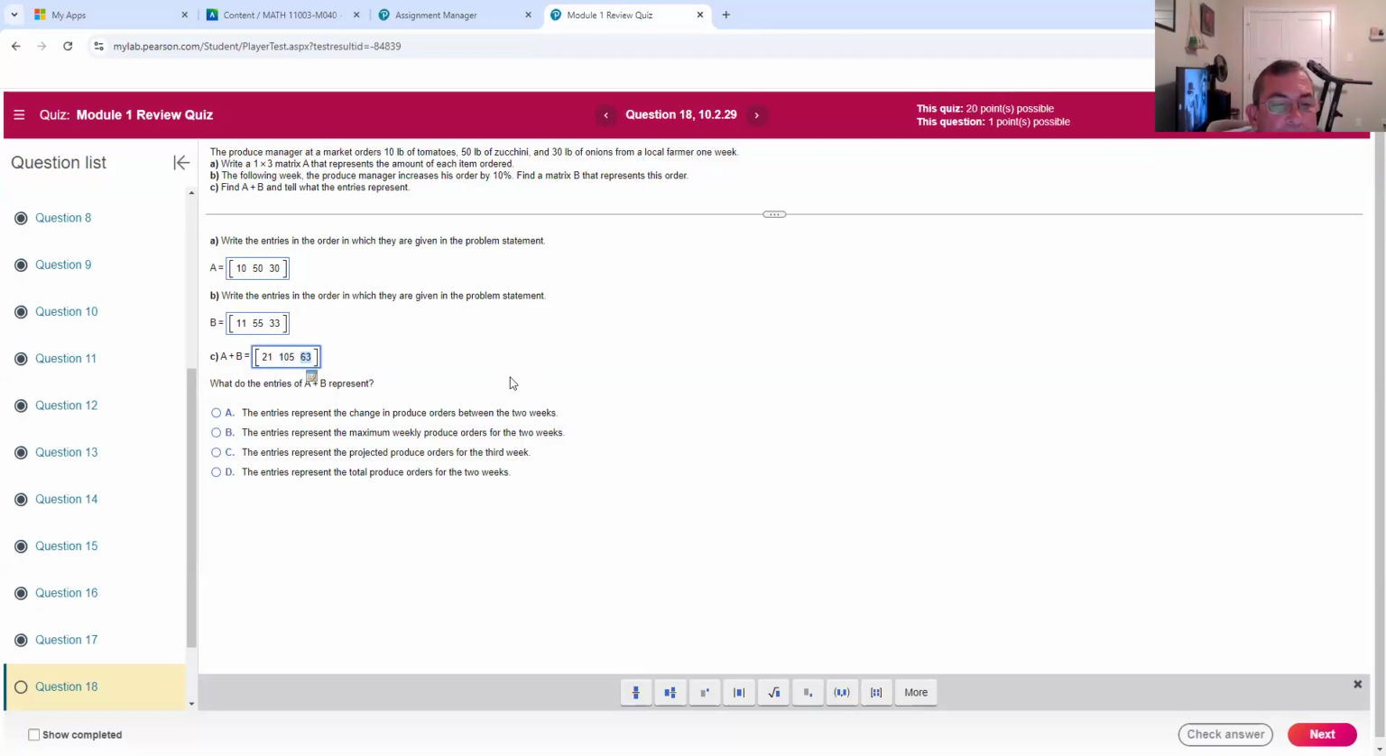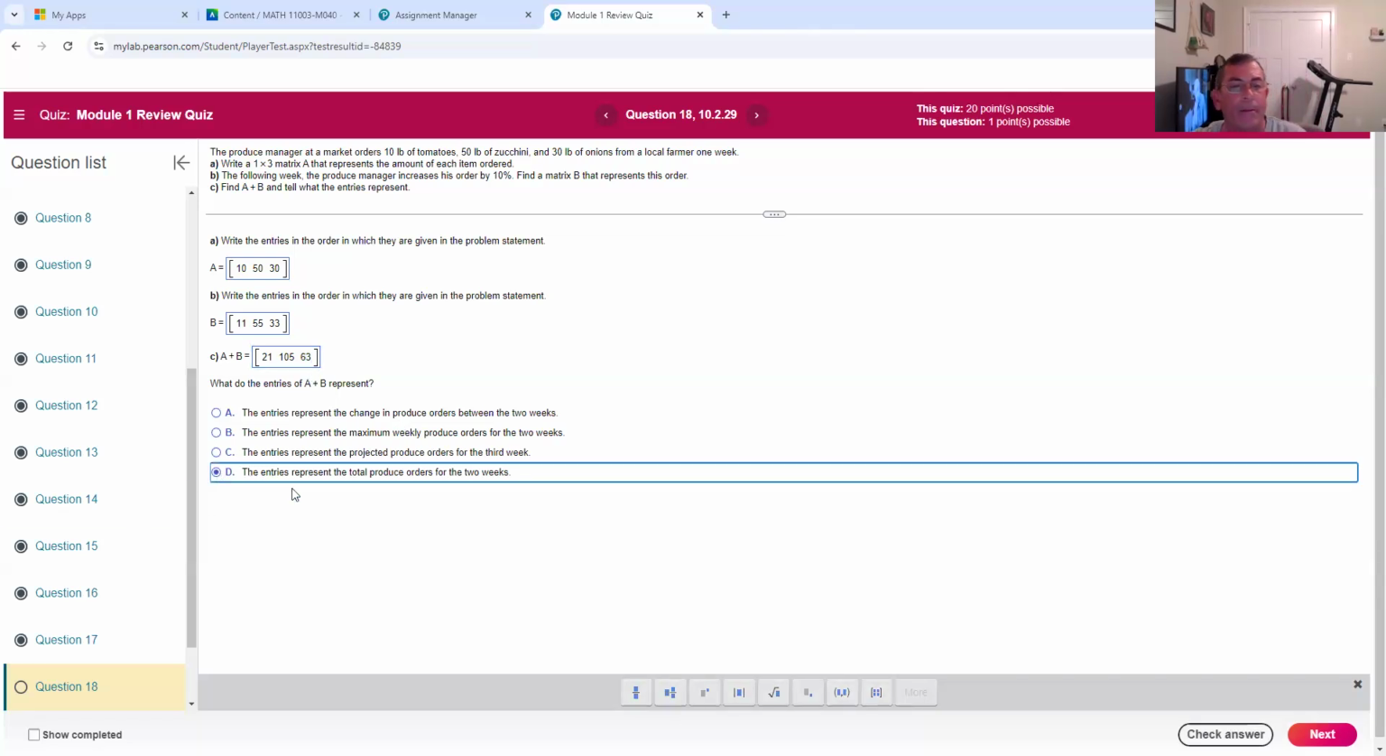And then remember, that represents the total produce orders for 2 weeks. So let's see, which one is that? Looks like D on that one, okay? Because remember, that was his first week's order. He did 10% on the second week. So together, they're the total produce order for 2 weeks. All right, y'all, then we hit next.